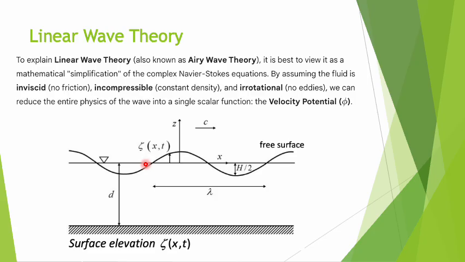The goal is to find a mathematical expression for the velocity potential function phi, which then allows us to calculate the pressure and velocity at any point in the water column between the constant seabed and mean sea level.